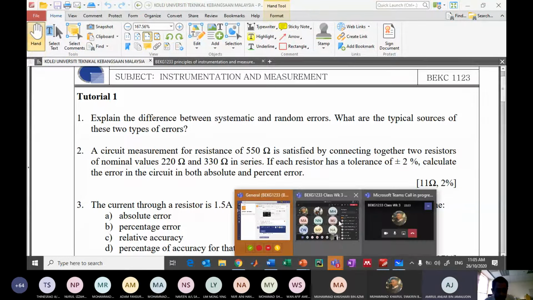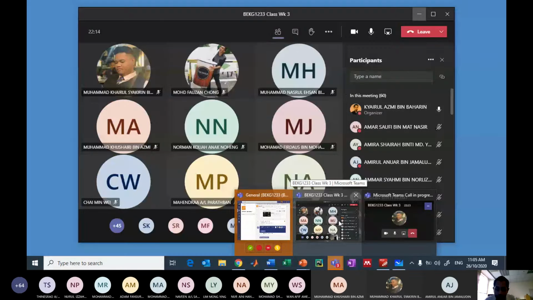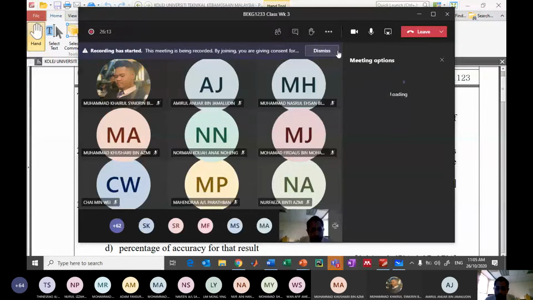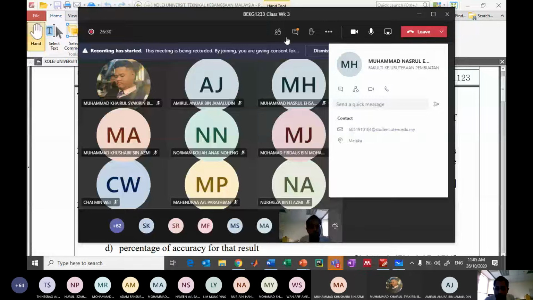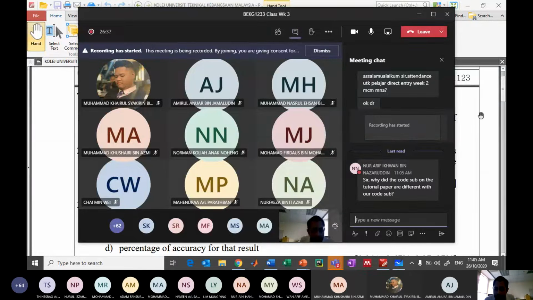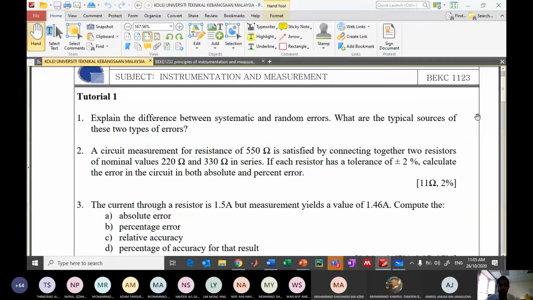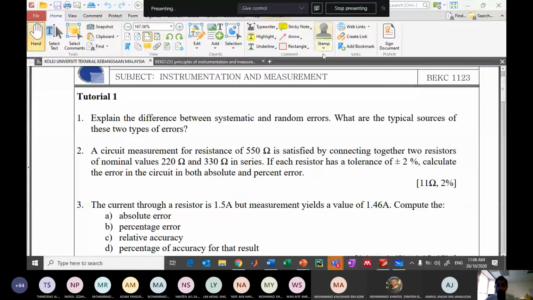Why is someone requesting... hold on, I need to do some setting. Oh, why is the code different? Yeah, this is a typo. Actually, this was the old code for the name of this subject. Now it's already a new subject. So later on, maybe I'll change it. I didn't notice it. So thank you.